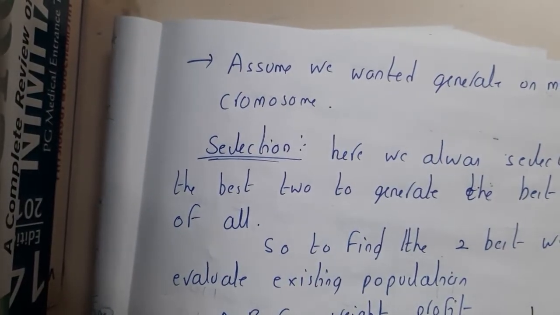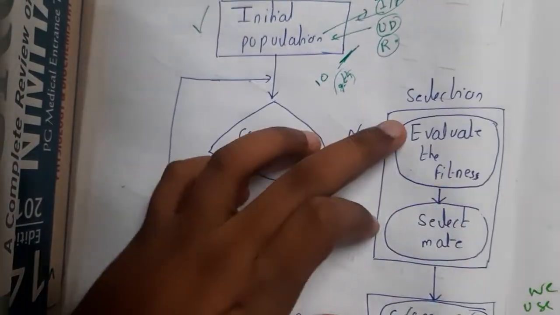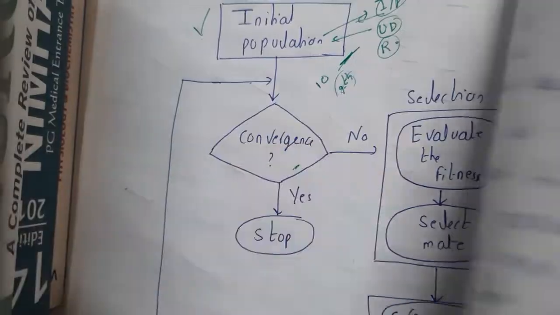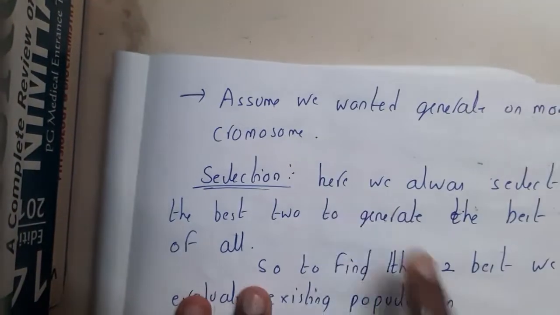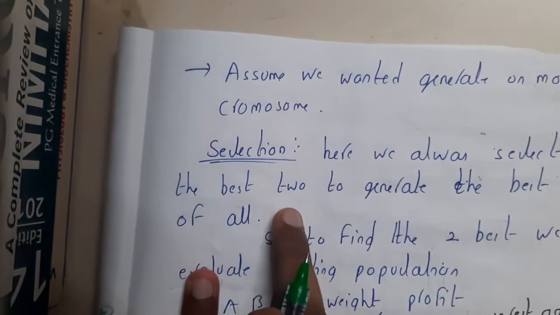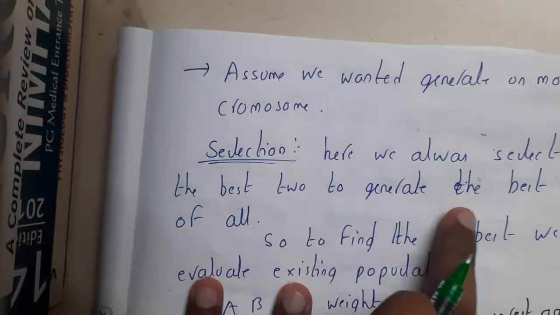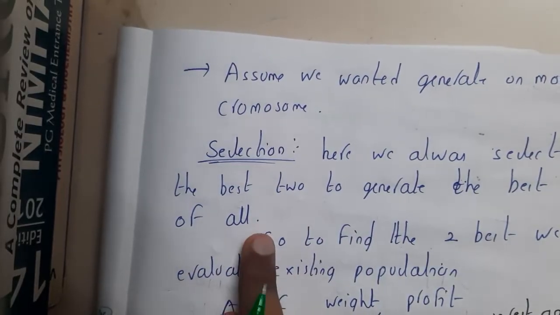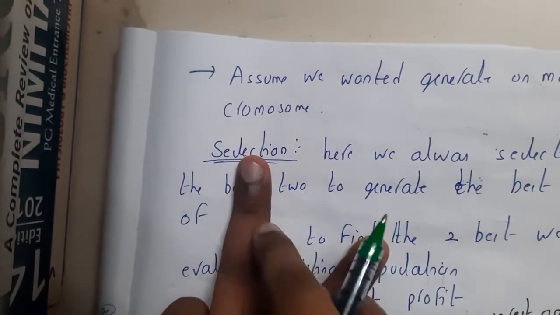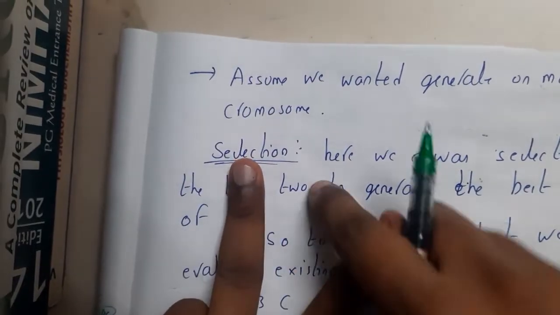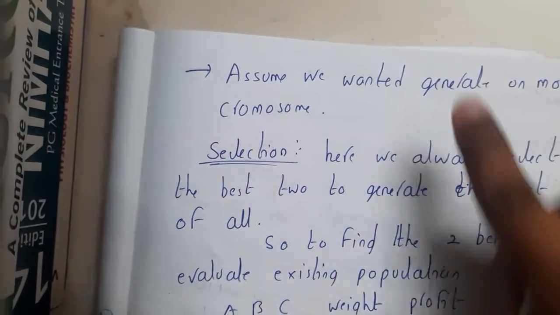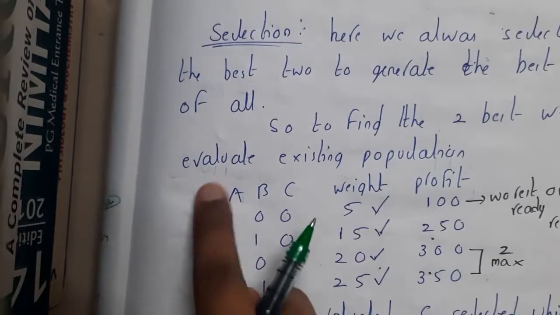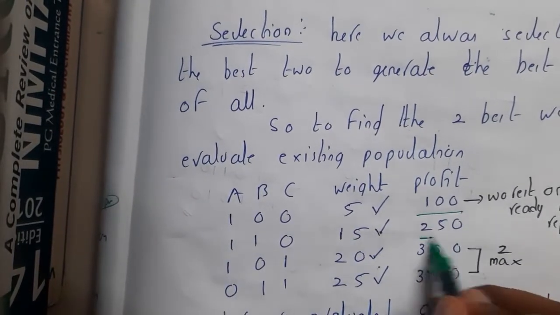The next step will be your selection phase, right? In the selection phase we have two steps, evaluating and selecting the mates. Here we always select the best to generate the next best of all. Basically, you select the two best parents to get the best children, or offspring. In our case, we are calculating the profits, guys.